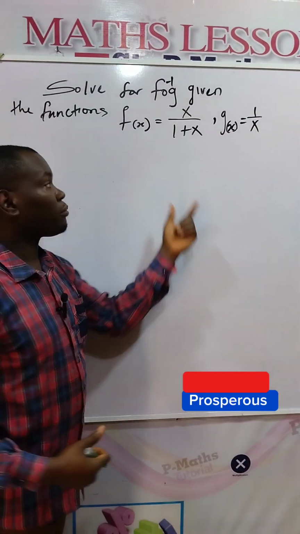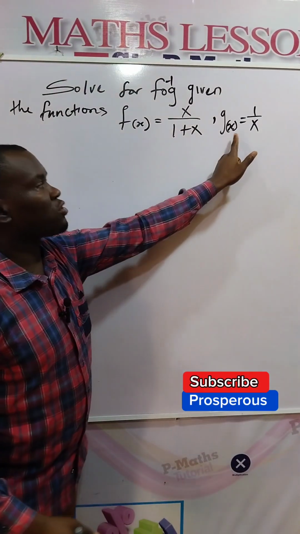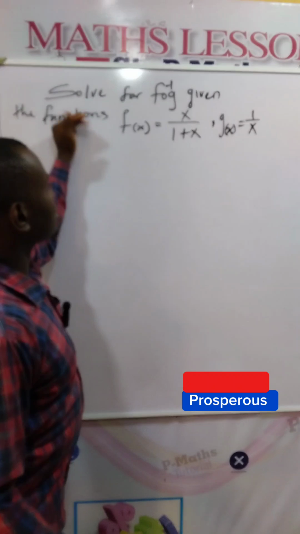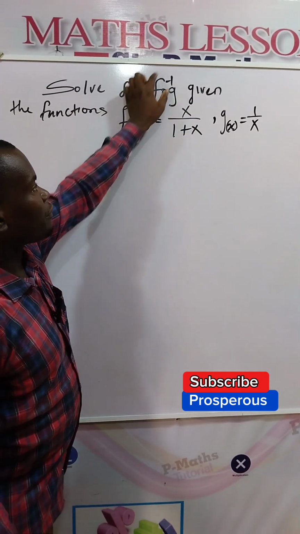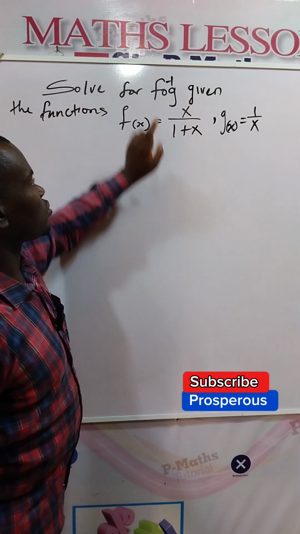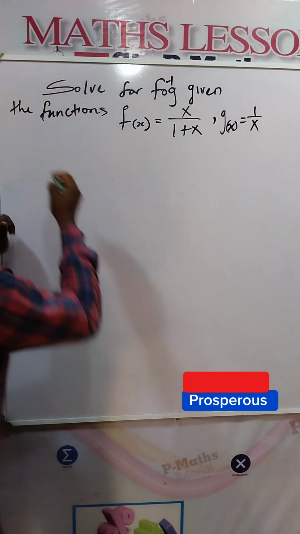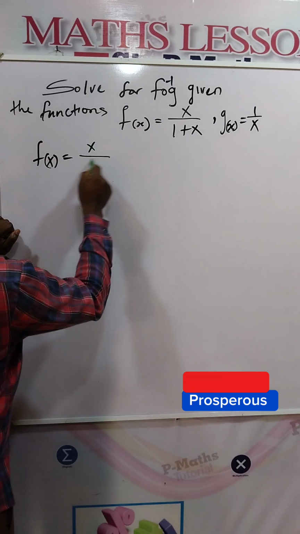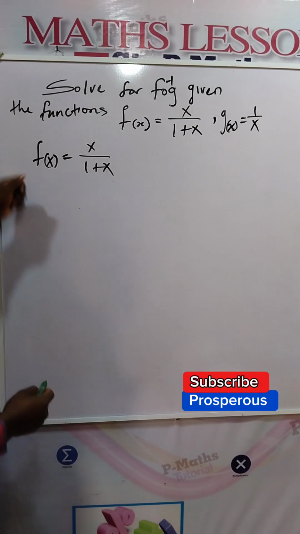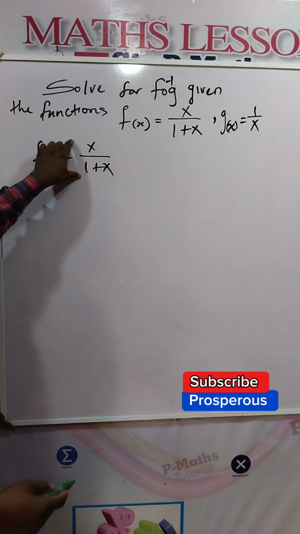We have two functions on the board, f of x and g of x. And the question demands that we solve for f inverse of g. So the first thing we want to do is to solve the f inverse. So we have f of x equals x over 1 plus x. Now let's solve the inverse of this function.